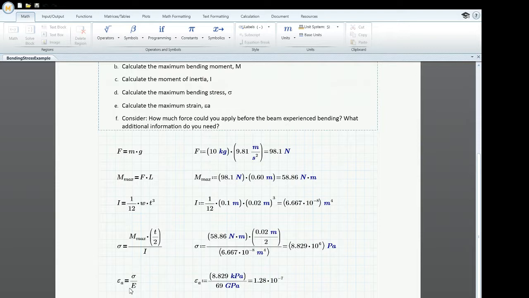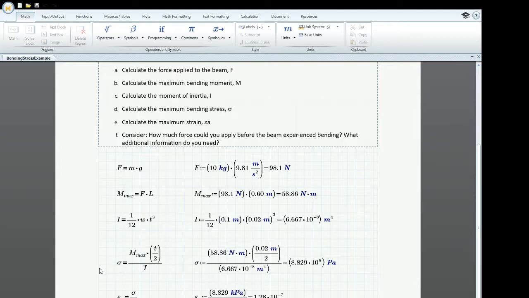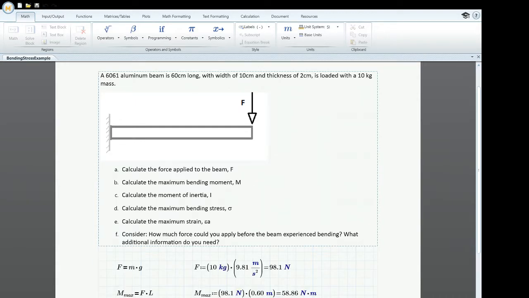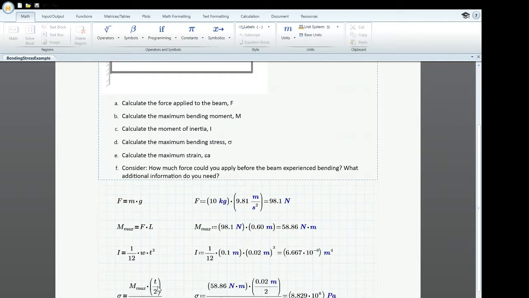To calculate strain, it's no different than in axial loading. Here we just take the stress over the Young's modulus of elasticity. So the only step that's really different for bending is the fact that the stress is linearly variable with respect to the thickness through the beam. And so we can't simply use that F/A for axial loading. We have to take into account the bending moment, the area moment of inertia, which is a measure of how much it resists bending, and the thickness of the beam.